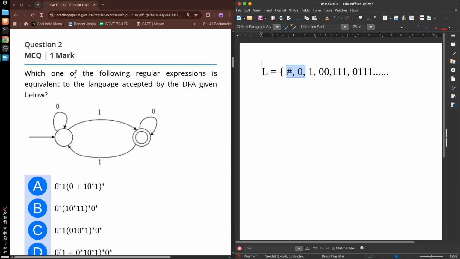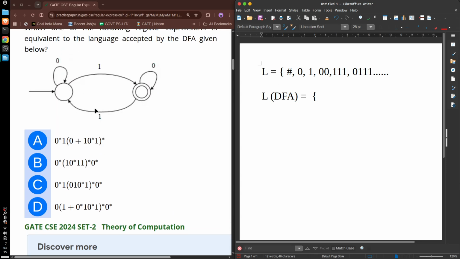Next question is, which of the following expressions is equivalent to the language accepted by the DFA? So same thing. We are going to do it like a DFA, right? So the language of the DFA is equal to, well, let's make this language of the DFA, and this is done, right? So let's see which type of language is accepted by this.